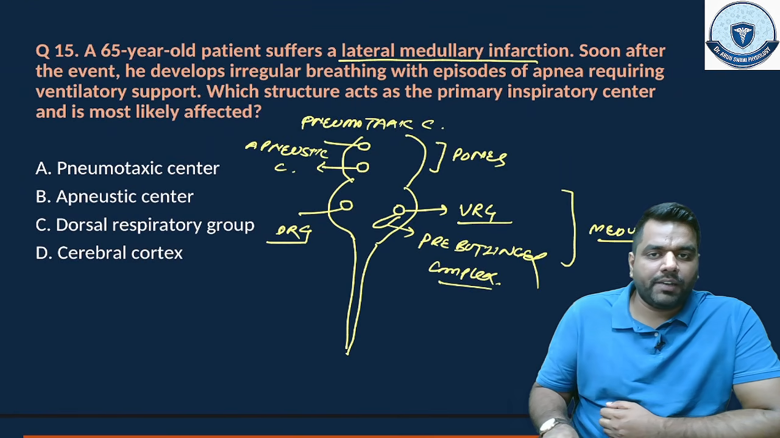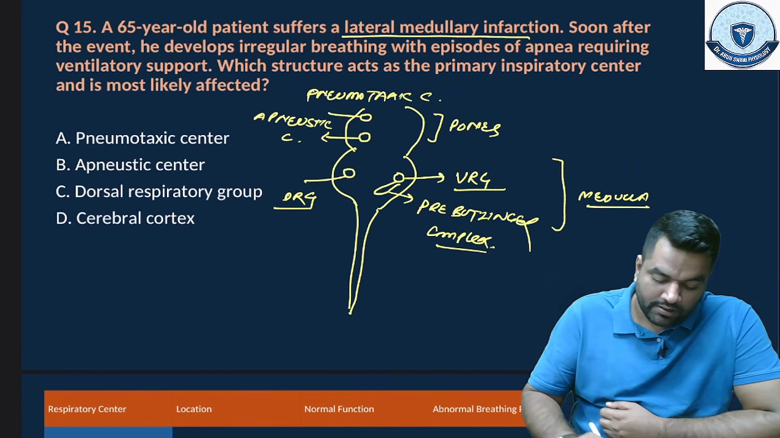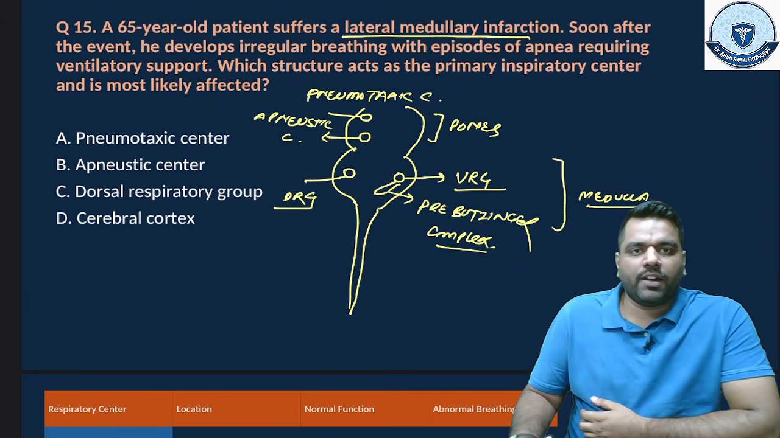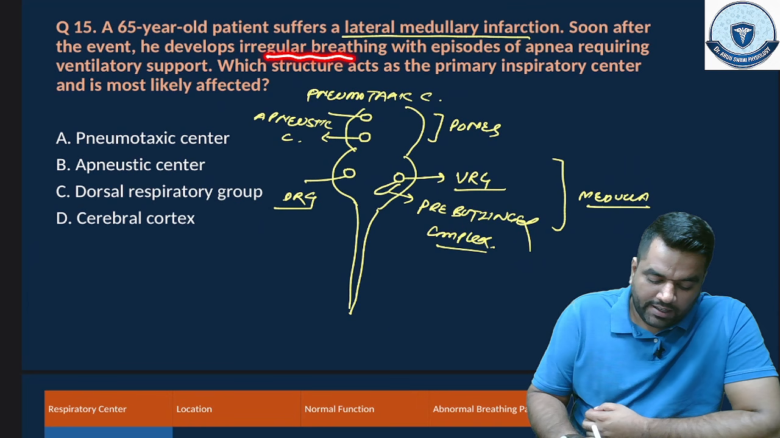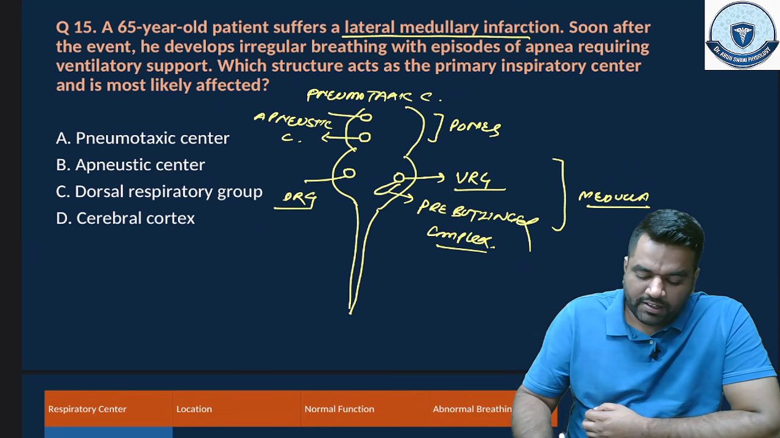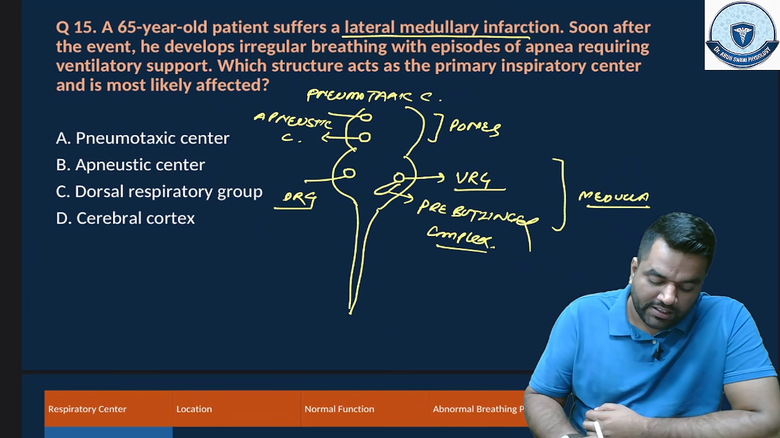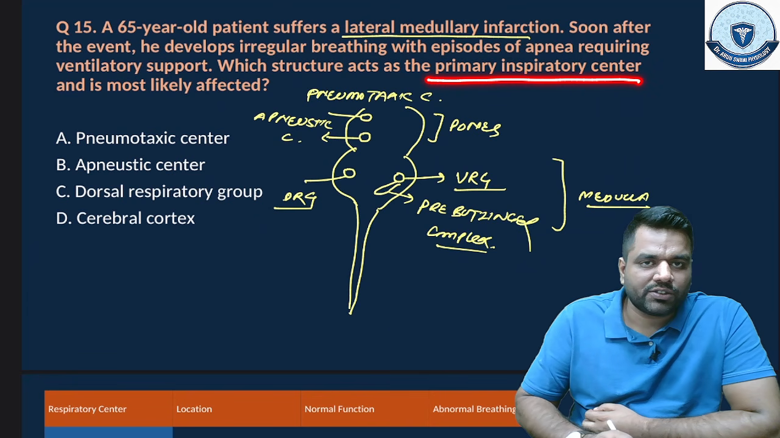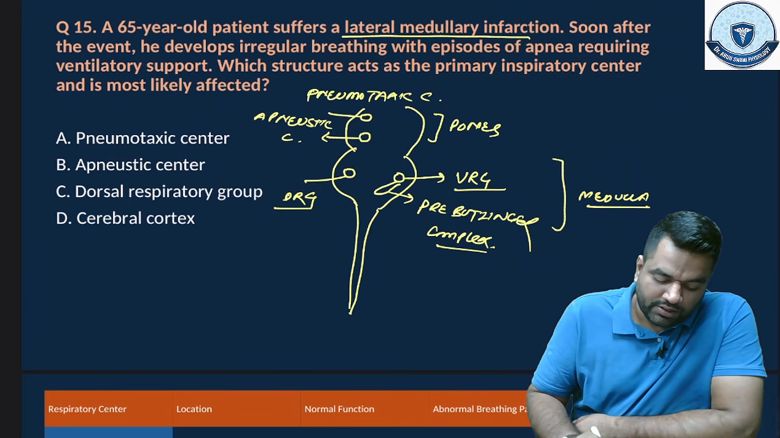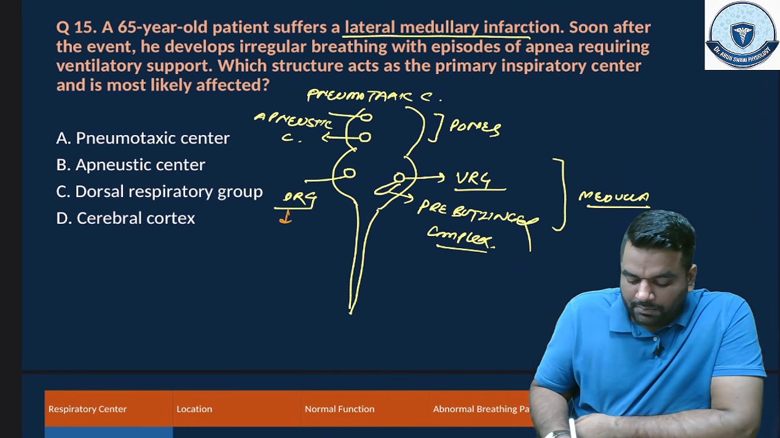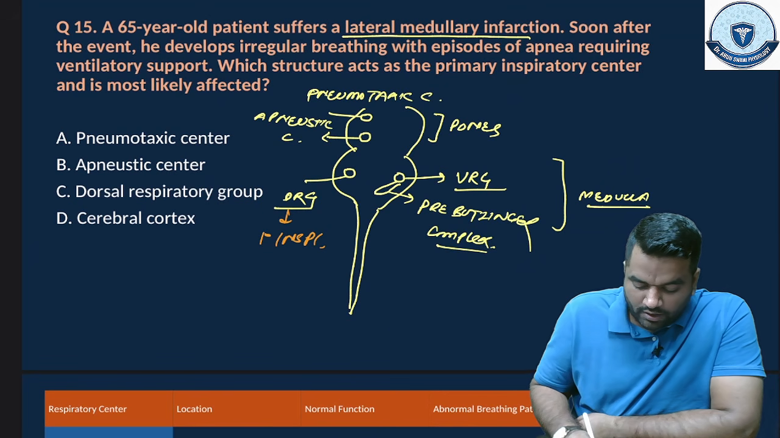So the question is already mentioning that the person is having a medullary infarct, right? And in medullary infarct, he develops irregular breathing and episodes of apnea requiring ventilatory support. Which structure acts as a primary inspiratory center? Just now I told you, primary inspiration is done by the DRG, right? So this is how you can remember. This is the primary inspiration center. This is the pacemaker of respiration.